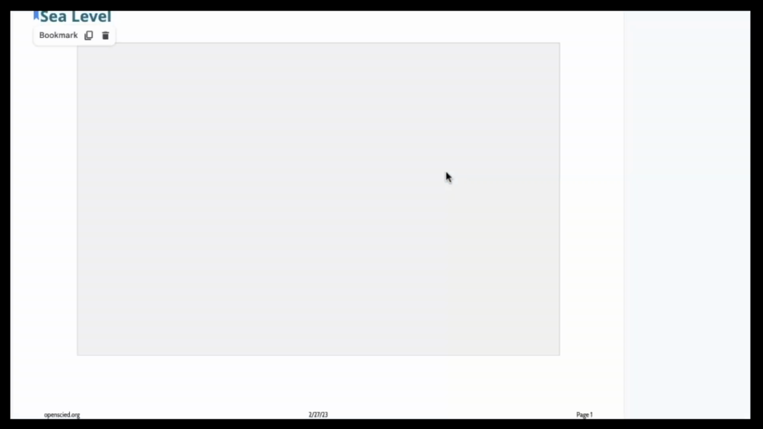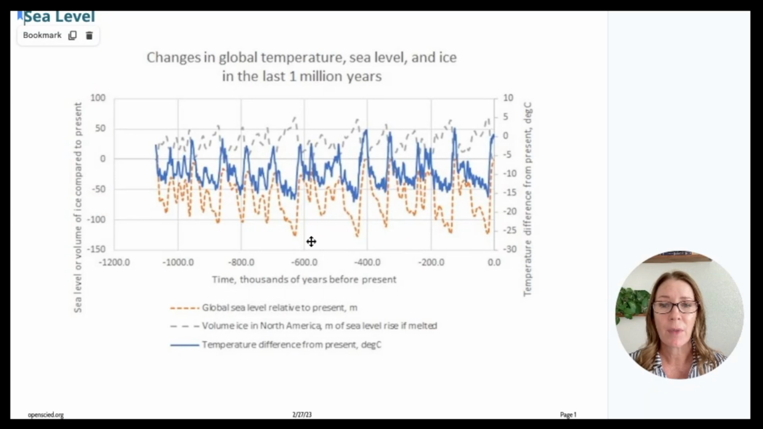This is a handout. You'll provide one for each student. And you can see it's going to take a little time for students to figure out this graph, because there's actually two y-axes. This one is sea level or volume of ice compared to present. So your zero line is your baseline. This is present. And if the line goes above, that is more, and the blue is temperature difference from present. Oh, that's going to be on this scale.